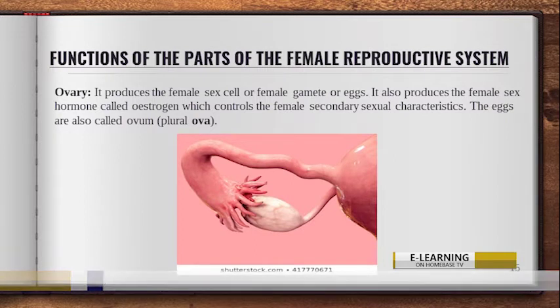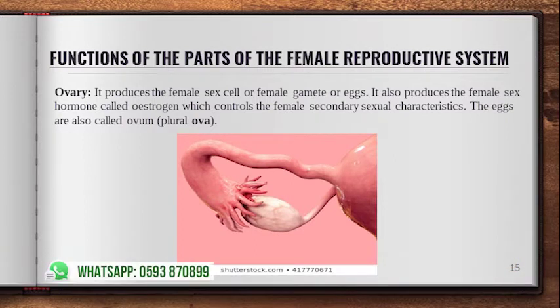What does it do? It produces the female sex cell or female gamete or eggs. It also produces the female sex hormone called estrogen, which controls the female secondary sexual characteristics. The eggs are also called ovum, plural, ova.